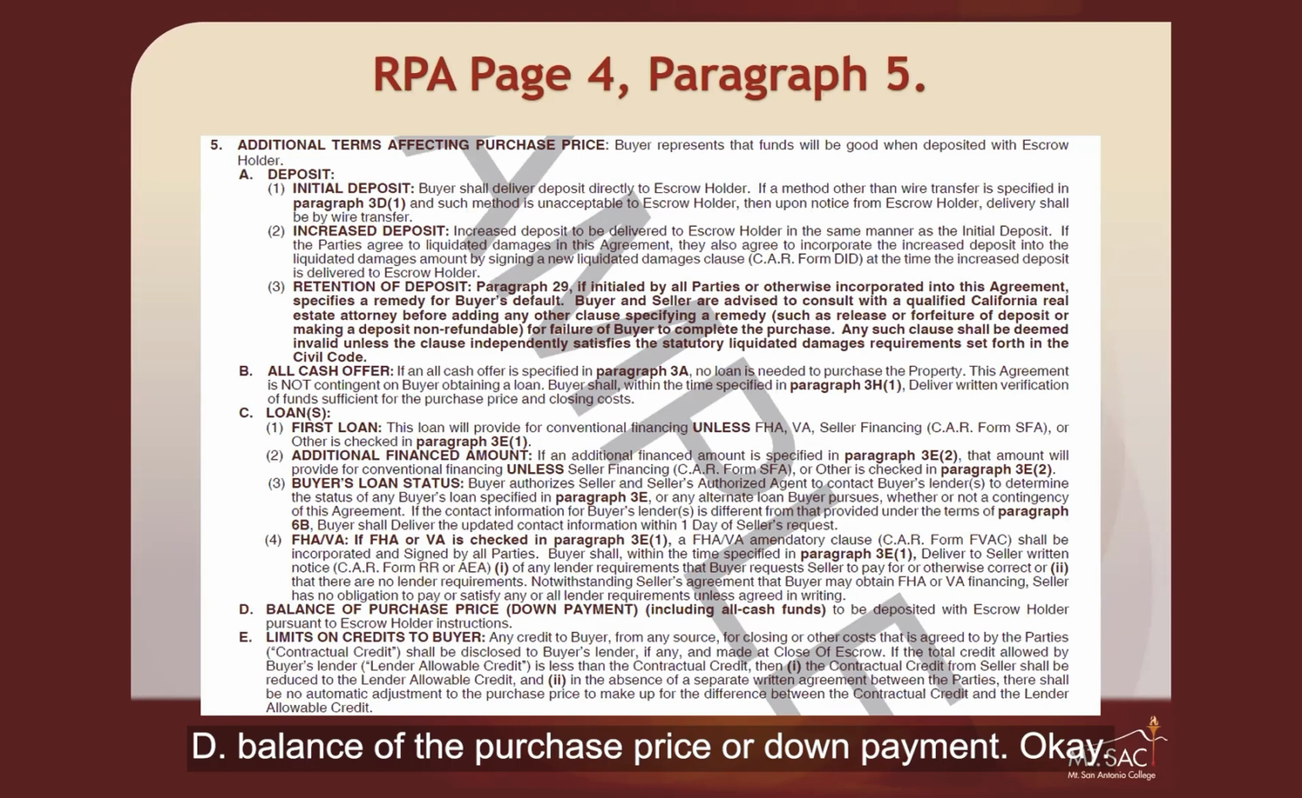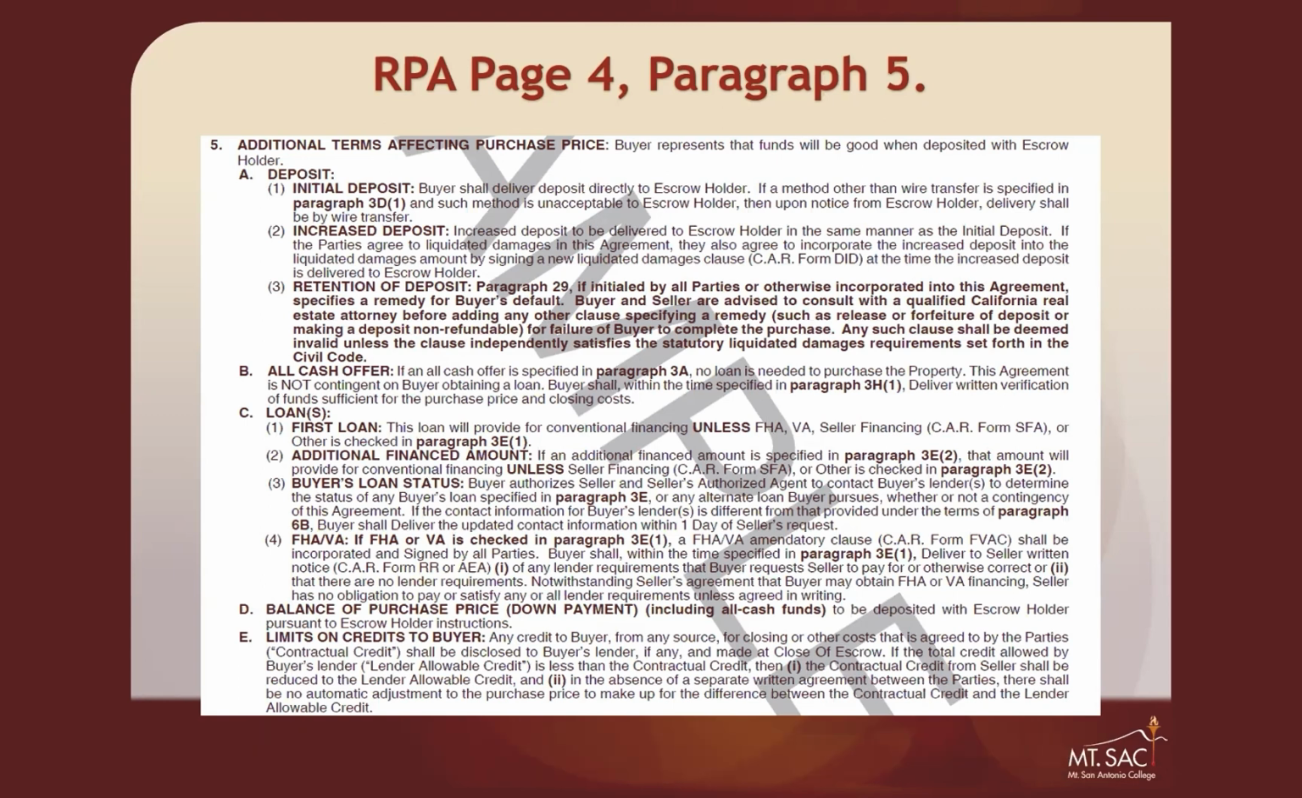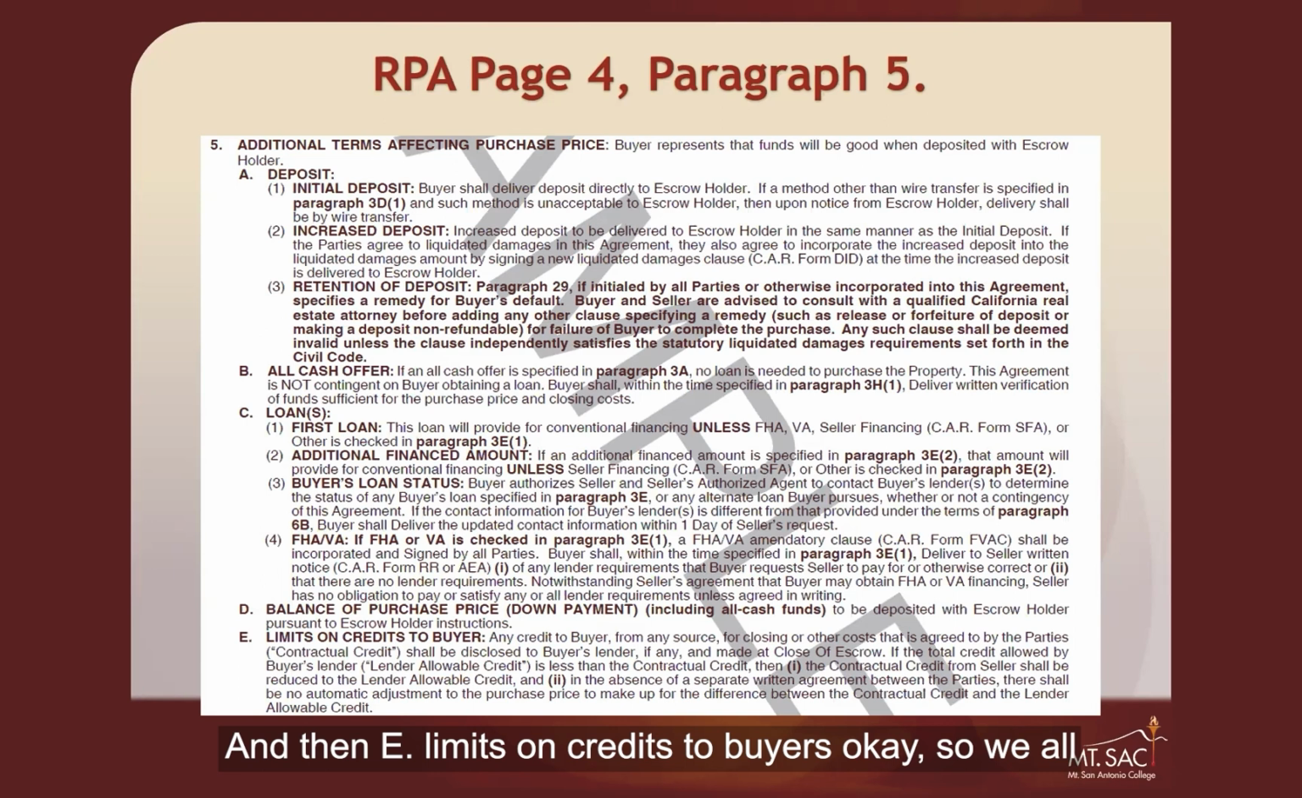D, balance of debt, purchase price or down payment. Okay, and then E, limits on credits to buyers. Okay, so we all know the sweet spot for a loan is what? 20%, right? That's what lenders like. If you're less than 20% down, you're going to have a guarantee or insurance or something.